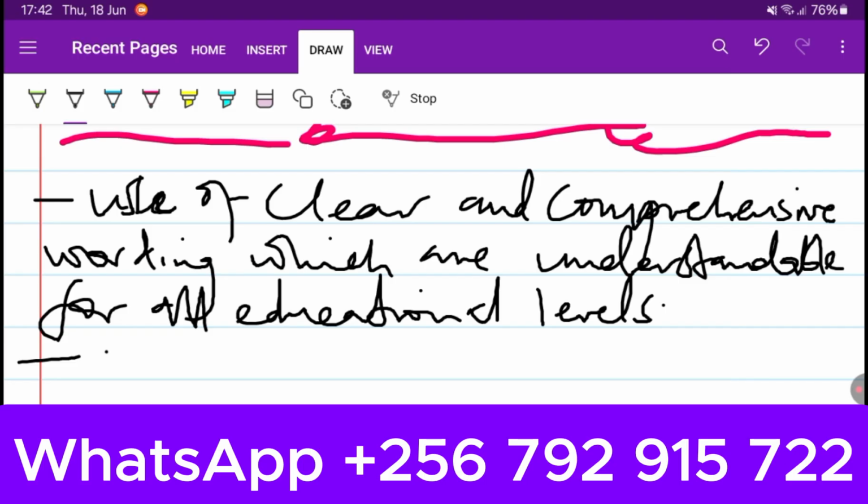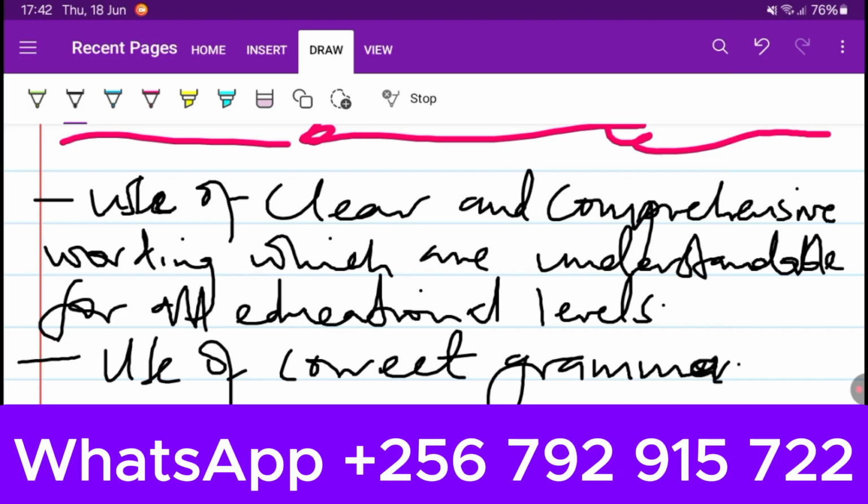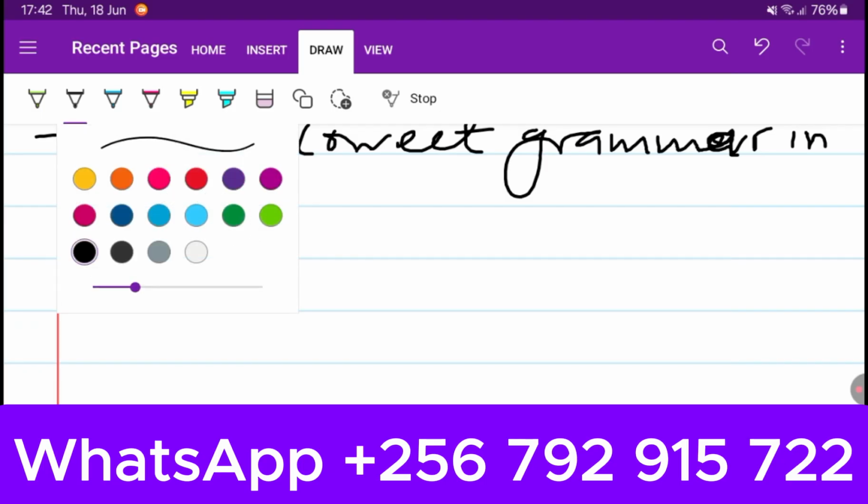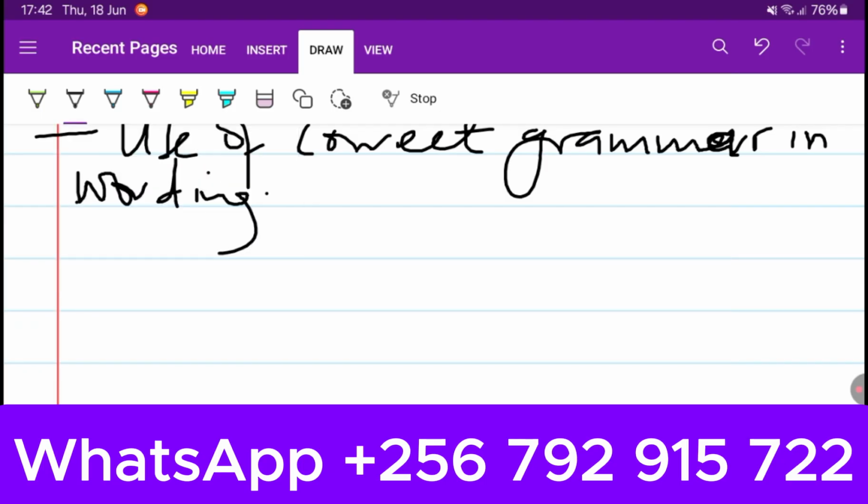The other is use of correct grammar in wording. When you are choosing those words, make sure the spellings are correct, so that you don't give words that you don't mean. You give the word as it is, so that the person can pick the right meaning and give you the right response.